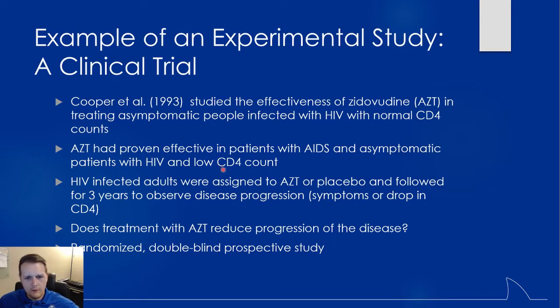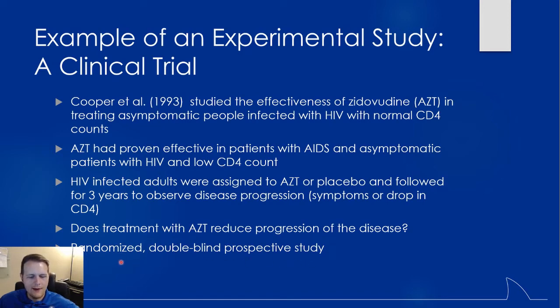But the question was, if I give this to people who already had a normal CD4 count, could I potentially prevent them from having disease progression? And for HIV and AIDS, one of those signs of progression would be a drop in their CD4 count. So that's what they were looking for. So saying, okay, if I give these people treatment and these other people no treatment, who actually has progression of disease in terms of dropping their CD4 count, okay? Now, this was a randomized, double-blind, prospective study, right?